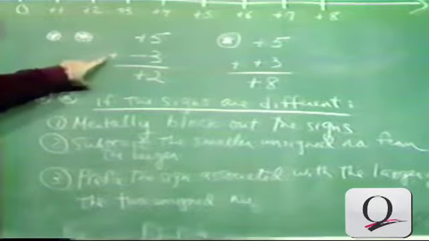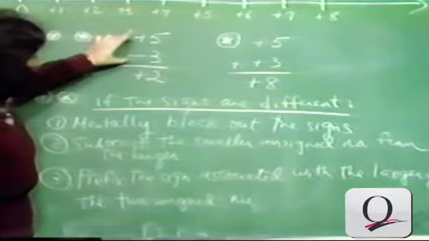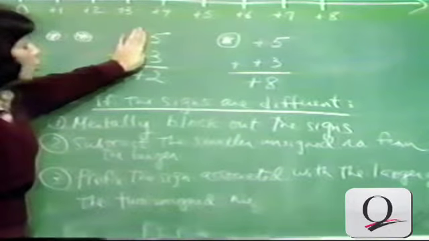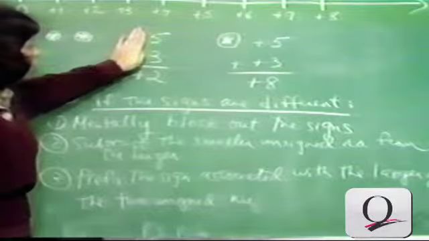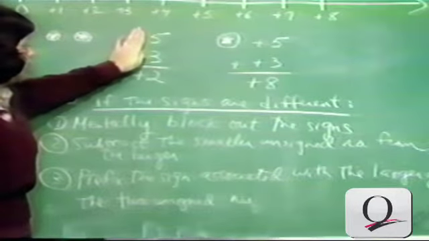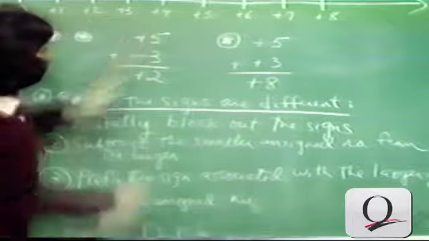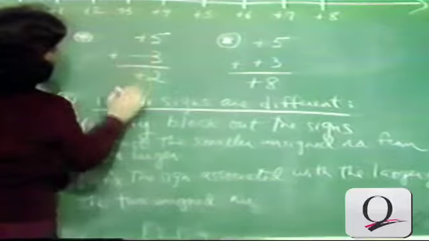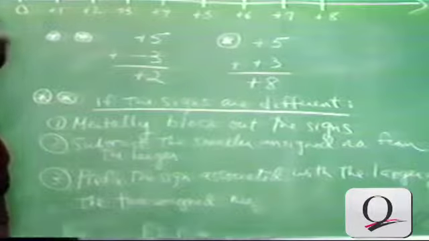Let's look at this example. We are adding two numbers. The signs are different. We block out the signs. We subtract the smaller from the larger, 3 from 5 to give 2. Then we look at the sign on the larger, which was 5. That had a plus sign, so the answer is plus 2.